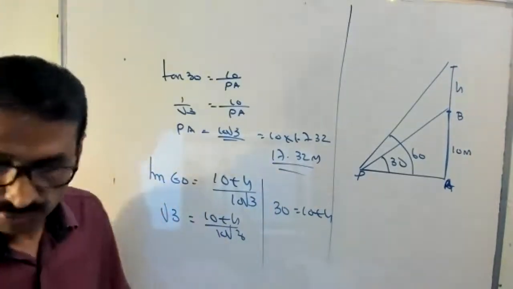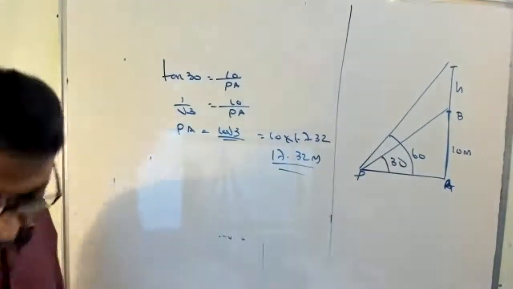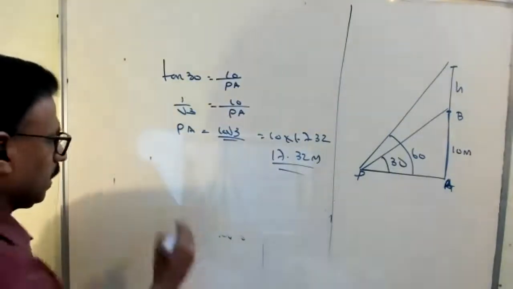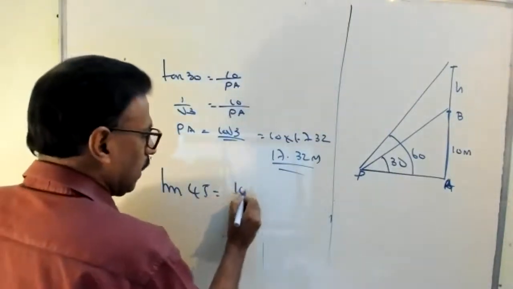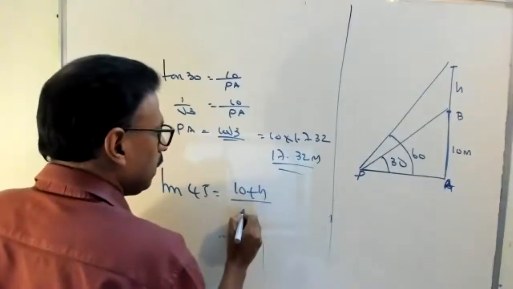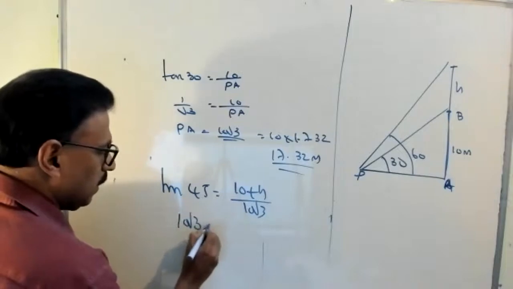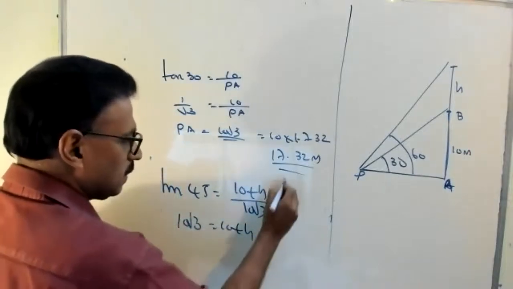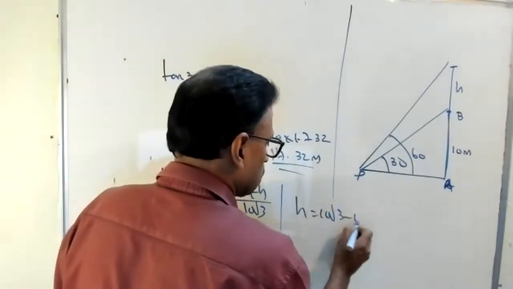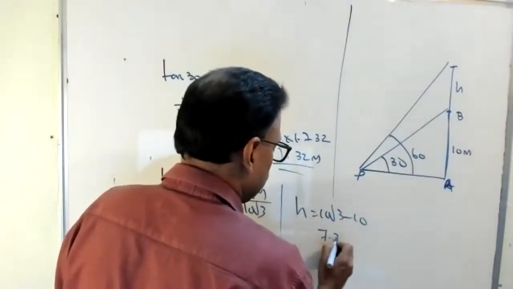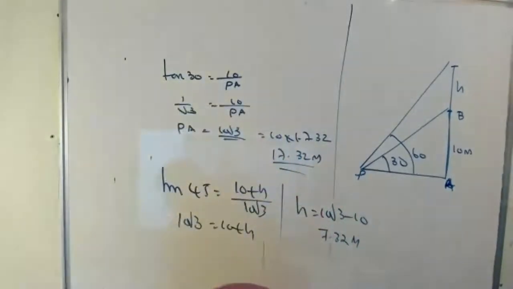No, oh, tan 45 only? Okay, 45. Tan 45 equals 10 plus h by 10 root 3. So 10 root 3 equals 10 plus h. So h equals 10 root 3 minus 10. So that is 7.32 meter. Okay.